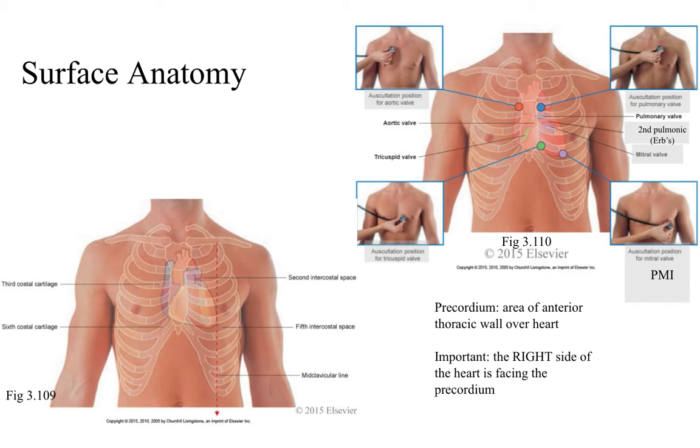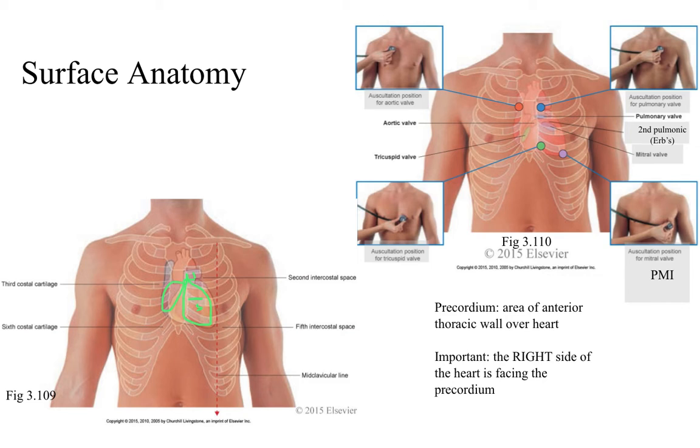Also notice here that this is the pulmonary trunk just to the left side of the sternal border, and the pulmonary trunk comes out of the right ventricle. So that means that this part right here is right ventricle, which would make this right atrium. So the important thing to remember is that the right side of the heart is facing forward, all right, facing the anterior wall of the thoracic cavity.